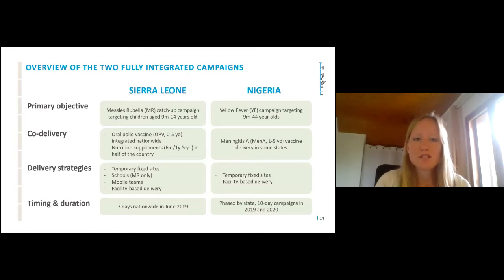And the delivery strategies that were used included temporary fixed sites in both cases. Sierra Leone also relied heavily on school-based delivery for MR, and also used mobile teams to go around in the communities. And both countries also offered the vaccines at the facilities themselves during the campaign. The Sierra Leone campaign took place in June 2019 and took 7 days and was implemented nationwide at the same time. Whereas in Nigeria, each state held a 10-day campaign, and these were phased over 2019 and 2020 as part of this phase of the country's yellow fever elimination strategy.